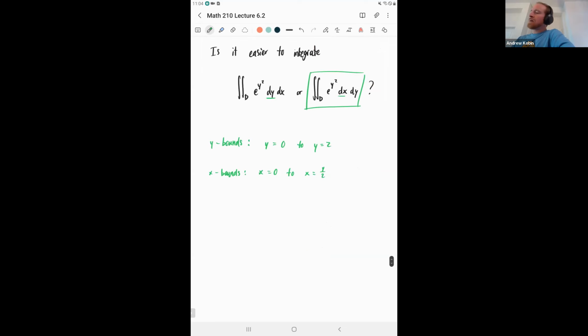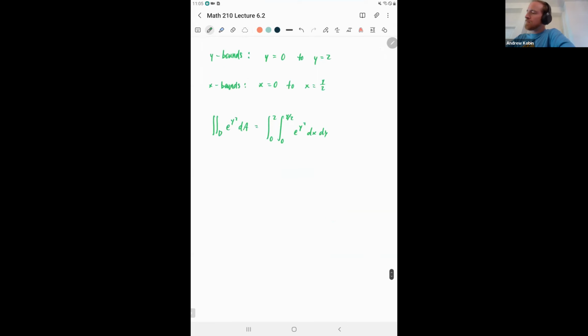So let's set things up. I have all the information I need now on the screen, and the integral over the region D, that triangle, of e to the y squared with respect to area, is given by the iterated integral that we need to set up now. We're going to integrate from 0 to 2 with respect to y at the end, but first we're going to integrate with respect to x from 0 up to y over 2. The function is e to the y squared dx dy. I'm just going to scroll down and work this out explicitly.